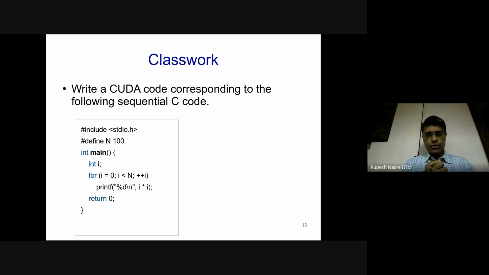What we are going to do is write a CUDA code corresponding to this C program. Right? So our C program says #define N as 100, and I'm going to just print the squares of 0 to 99. I would like you to think of how you will write this program, and if there are any complications that arise when you want to print these values in parallel.